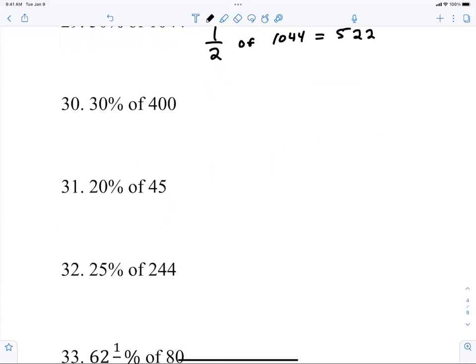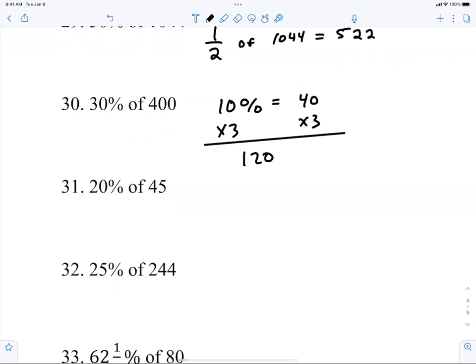For this one, I want everybody to write, if I ask you what 30% is, I want you to say, find what? 10%, which is what? 40, and then multiply it by 3. I want to see that. So that becomes what? 120. Yeah, the answer was 120. Okay, I think I'm pretty clear about what to do.